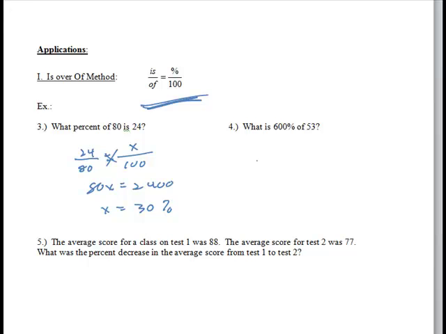Example 4, same problem. Use this is over of method, set up the proportion. In this case, we're given the percent. What we're looking for is the is, so that's going to be our x, and the of value is 53, so cross multiply here. 100x is equal to 31,800, so x is equal to 318.